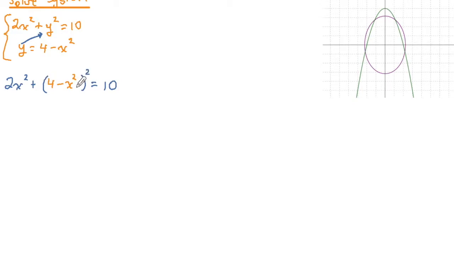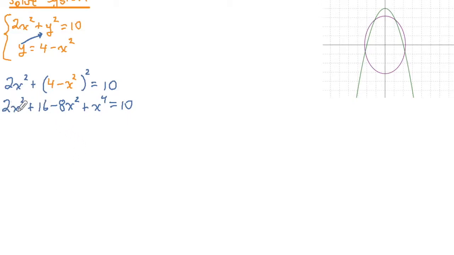Remember, we have to write it twice, and we're going to FOIL it, but I'm just going to do it in my head. So this is 2x squared. 4 times 4 will give you 16. You're going to get negative 4x squared twice, so that'll be negative 8x squared. And then this is going to multiply by itself, so it's going to give you positive x to the fourth. And it's equal to 10.